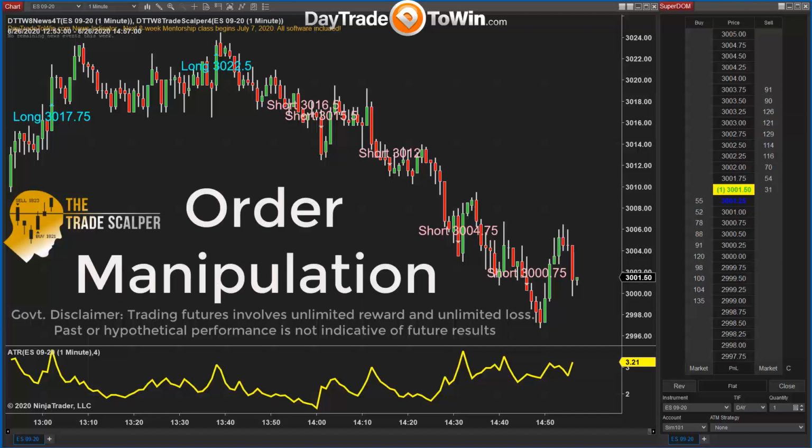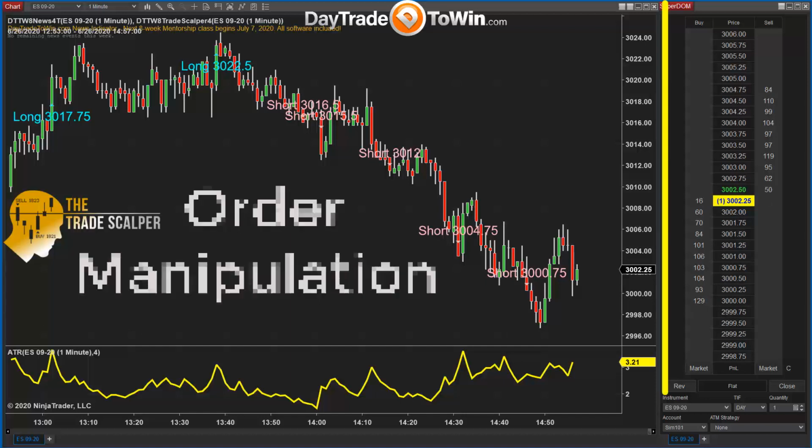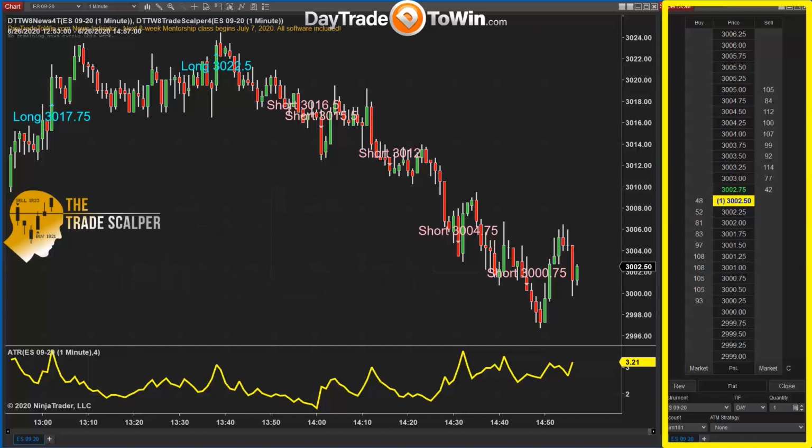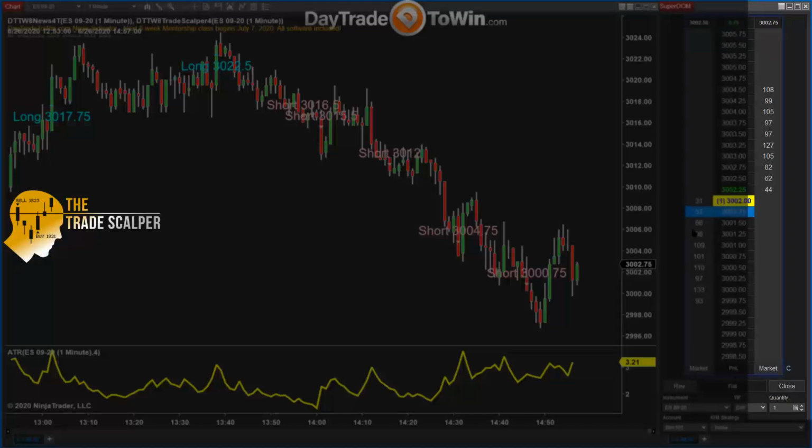I want to teach you about manipulation that exists in the market, especially if you're trying to look at tape reading or looking at the price ladder. This is called the SuperDOM, whether it's the static or dynamic SuperDOM. You see the orders here on the left side to be a buyer and the orders on the right side here to be a seller.